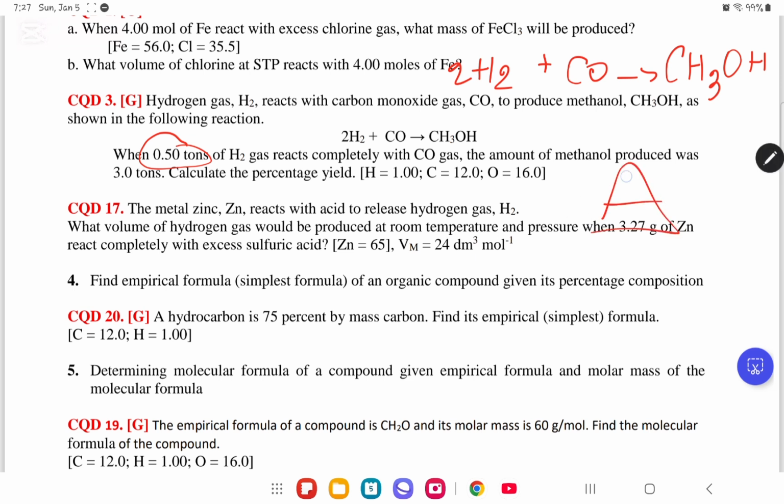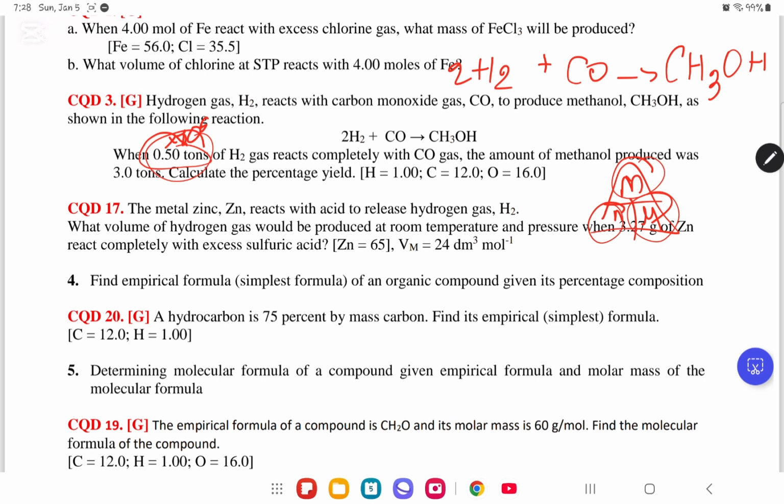If you remember the triangle, it relates the mass, the number of moles, and the molar mass. So to find the number of moles, we need to divide the mass by the molar mass. The mass is 0.5 tons. If we take it into grams, always remember that when dealing with tons or kilograms, the basic unit of mass in chemistry is grams. To change from tons into grams, we multiply by 10 to the power of 6. So this is 0.5 times 10 to the power of 6 grams of H2.